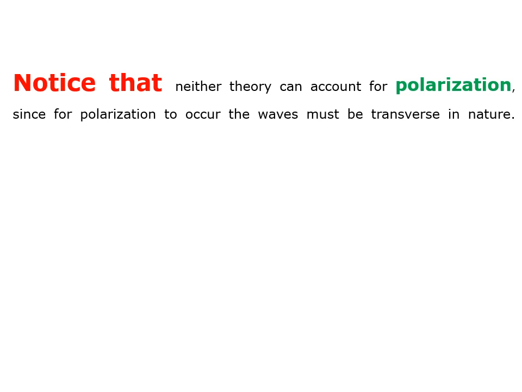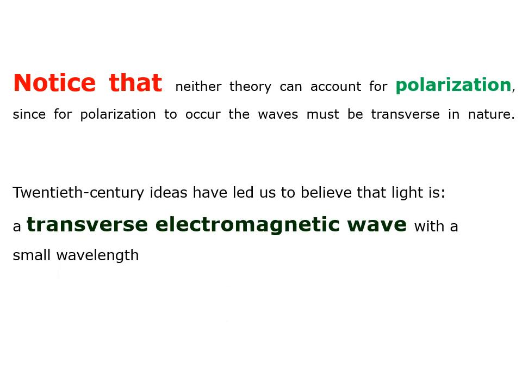It is important to notice that neither the theory given by Huygens or the theory given by Newton can explain the polarization concept. Since for polarization to occur, the waves must be transverse in nature. 20th century ideas have led us to believe that light is a transverse electromagnetic wave. Keep in mind, light is transverse electromagnetic wave with a small wavelength.